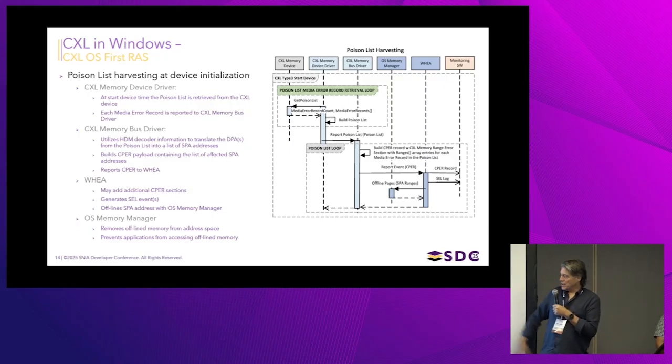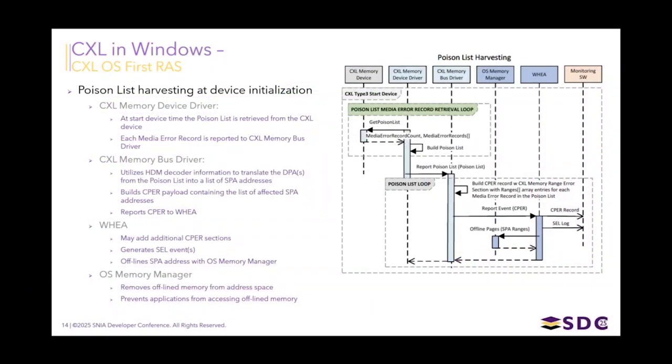And so if there is a poison list reported, we're going to report the poison list to the bus driver, and then it's going to build a CPR record that contains ranges of memory that map to each poison list entry. The poison list is made up of a number of media error records, and we're essentially going to get a CPR payload that mimics those addresses. And so all of those would be offline potentially by WIA.